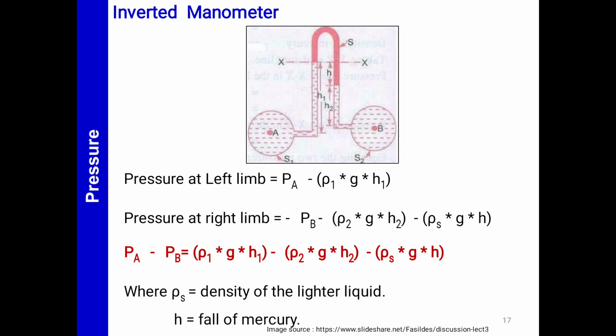The pressure difference is calculated using the formula PA minus PB is equal to rho 1 into G into H1 minus rho 2 G into H2 minus rho S into G into H.